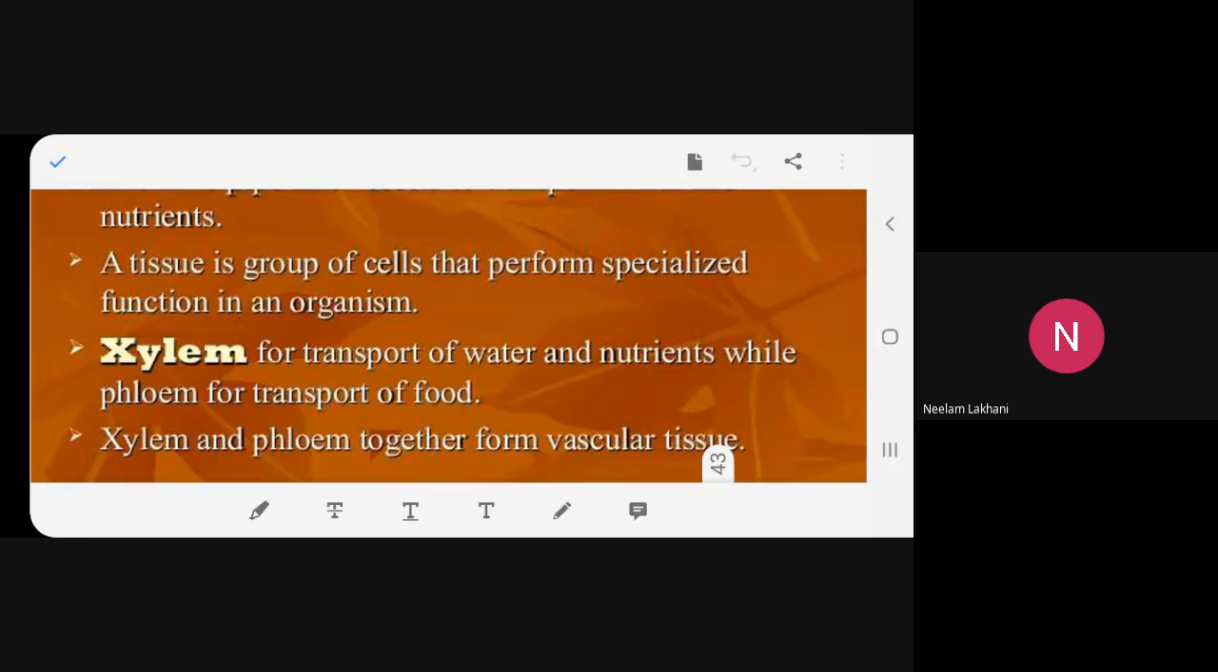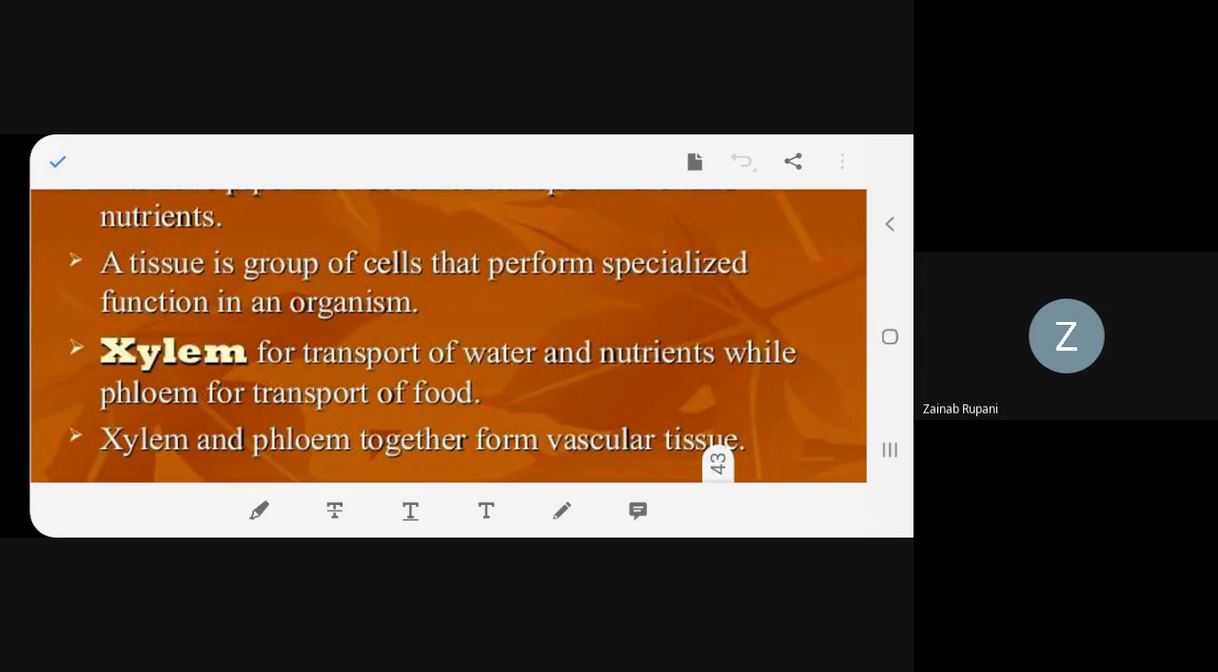And I've already taught you how to remember this. Phloem, food. Phloem has got 'f', food has got 'f'. You understood now? This is how you have to remember. Have you understood? So phloem, food. Xylem, water and nutrients. Okay?